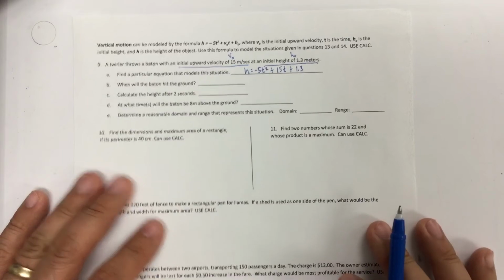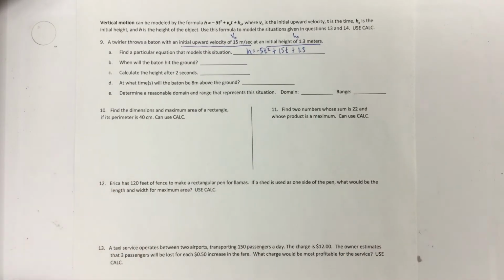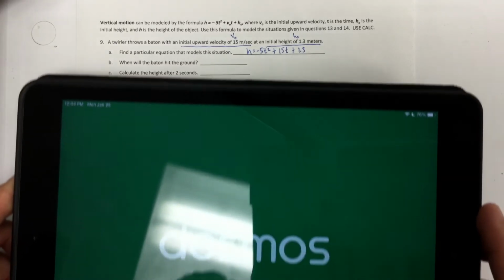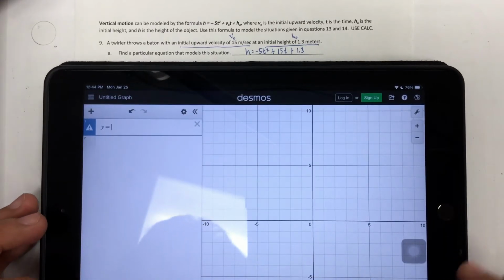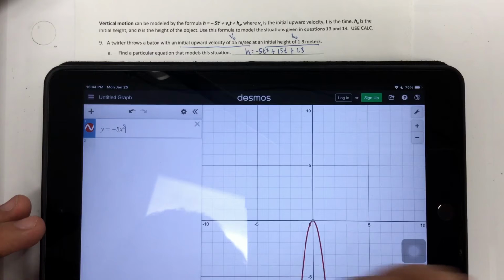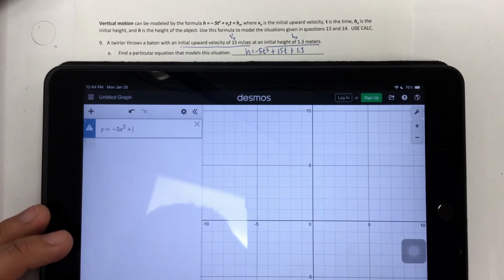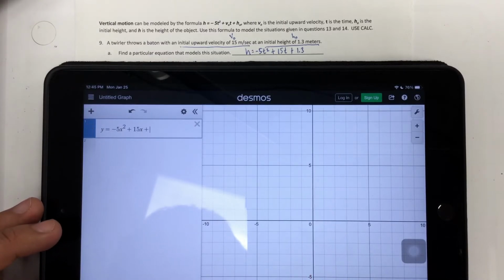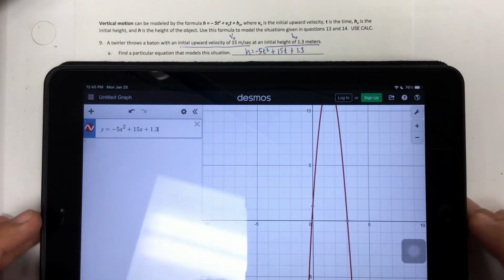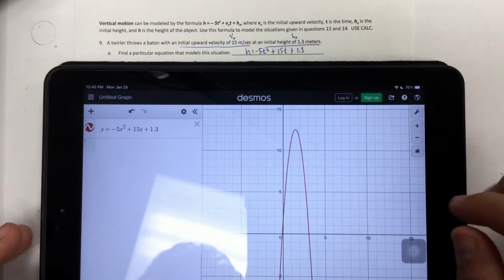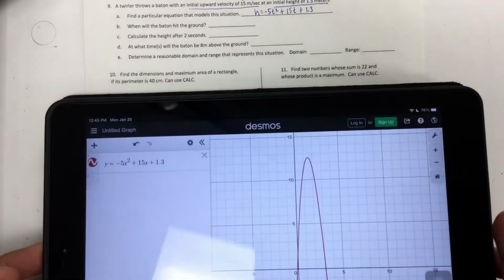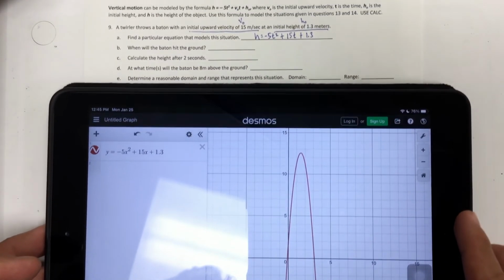And then these questions now, I'm going to answer them, but before I do that, I'm going to go ahead and type this equation into Desmos. I'm going to solve all of this in Desmos, so let's take a look here. So we have y equals negative 5x squared plus 15x plus 1.3. All right, so here is our graph. I'm going to zoom here so we can see it.